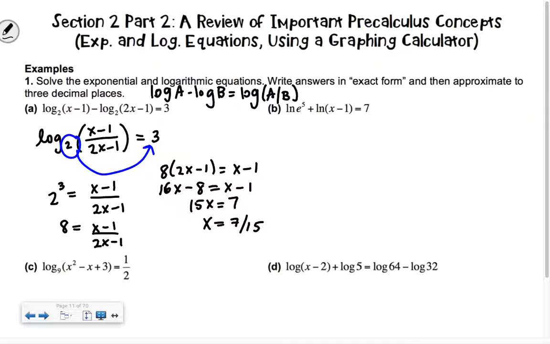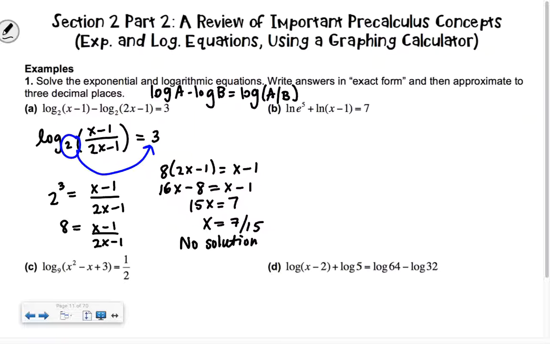Now I would always do a quick check. Go back to the original. If you have 7 over 15 and you do 7 over 15 minus 1, what do you get? It's a negative number. So is the answer really 7 over 15? Isn't that frustrating? This is actually no solution. Because if you plugged 7 over 15 back in right here, you would have a negative that you're taking the log of. And that makes it undefined. Okay, so you always have to check, especially in AP Calc. All right, so no solution.